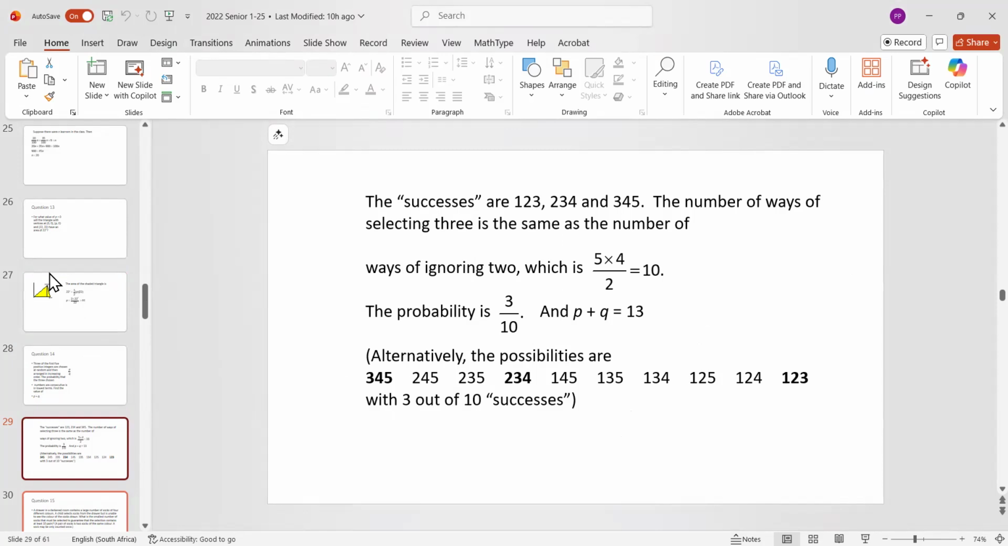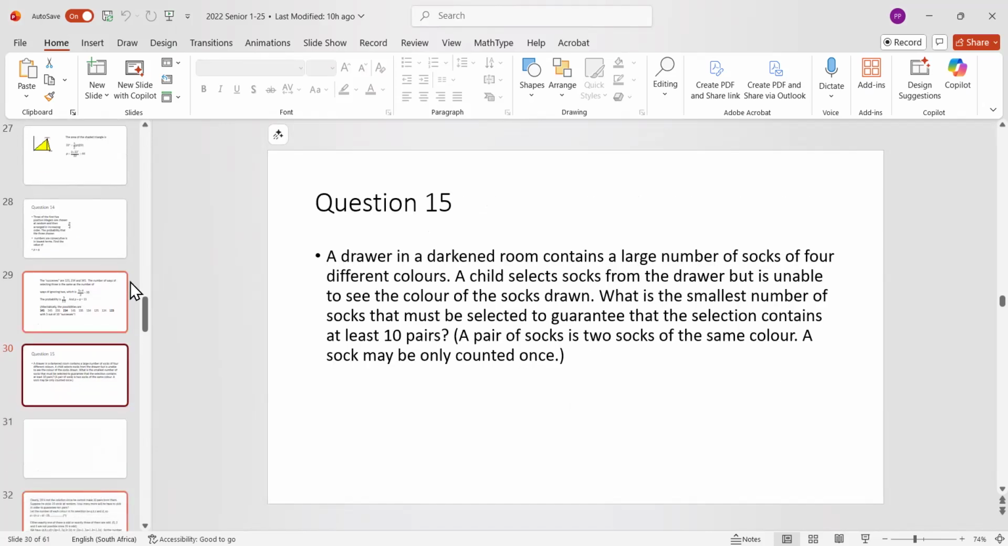Okay, let's get on to the next question, which is question 15. This paper has got 25 questions. All the second round papers have got 25 questions. Okay, now question 15. This becomes a little bit difficult now, right? Finished with the relatively easy questions.